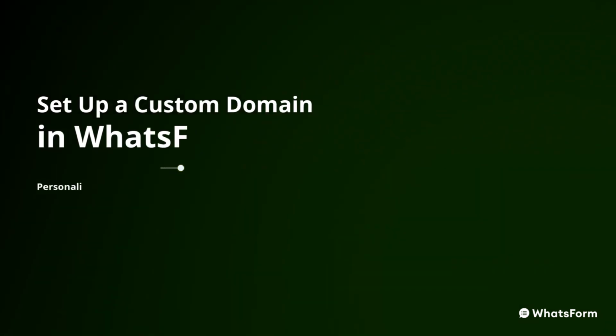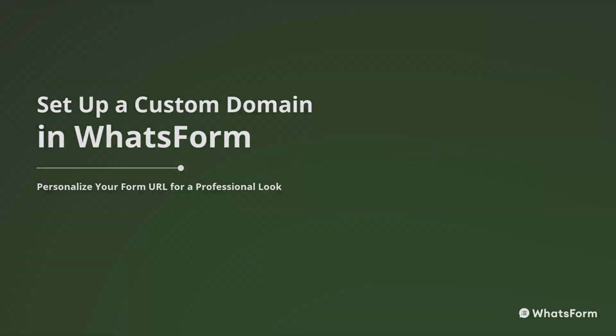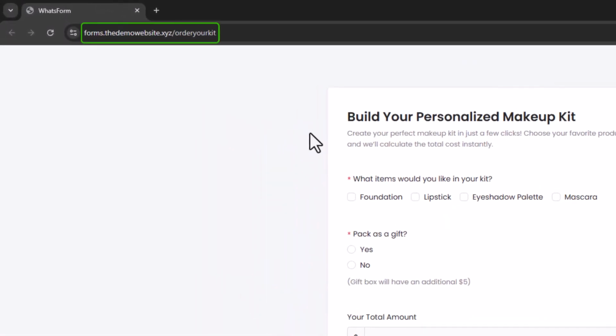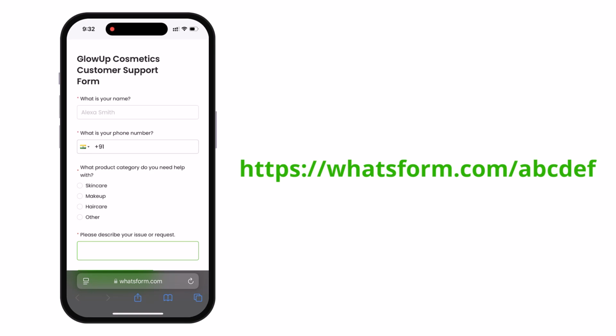Hi there. In this video, we'll walk you through how to set up a custom domain in WhatsForm. This allows you to personalize your form URLs for a more professional look. When you create a form in WhatsForm, you'll receive a random URL like this. Now, you can customize this by changing both the form domain and the form link.